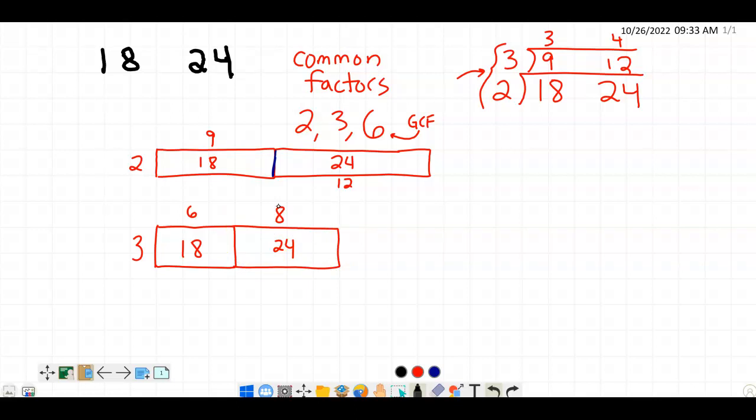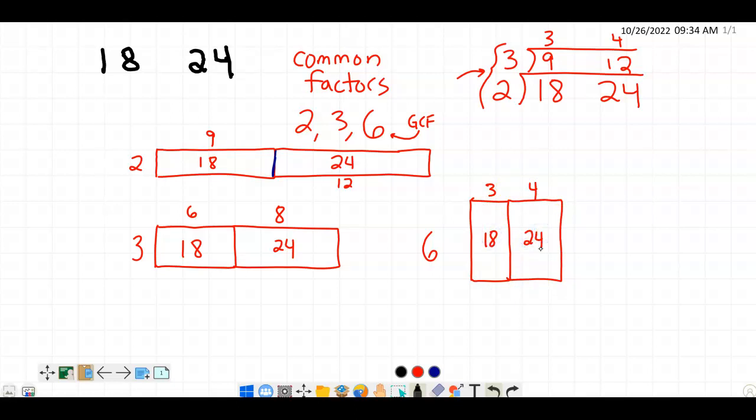Finally, we need to do the same thing with a 6. So I'm going to come over here. There's 6, and let's draw our rectangles now. 6 by 3 and 6 by 4. So there's our 18, and there's our 24.